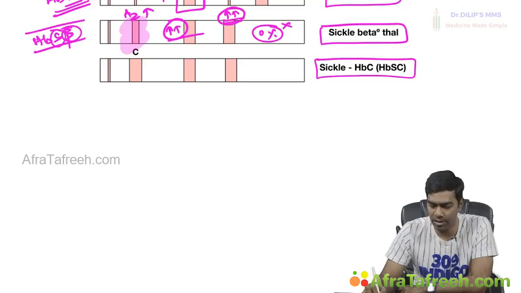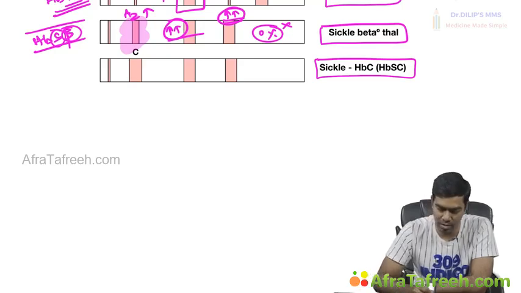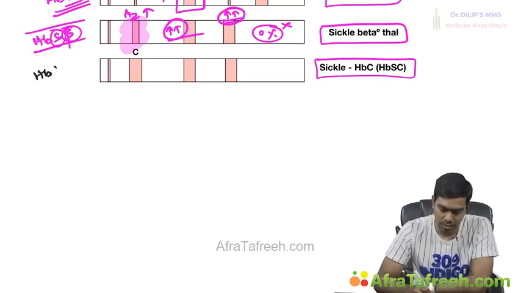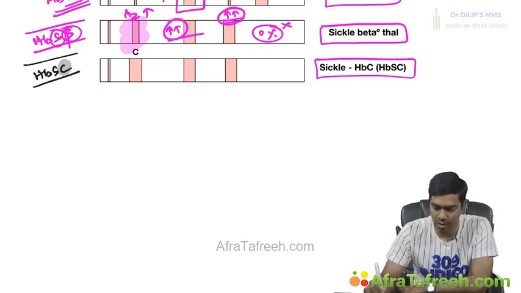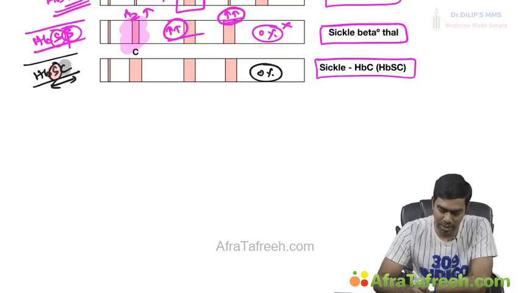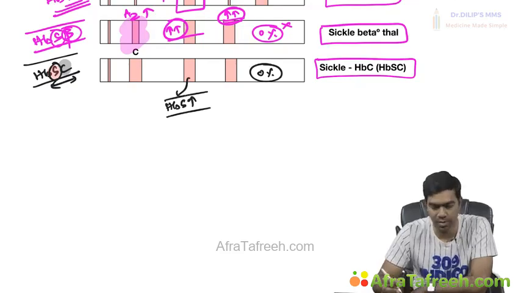So what about this HbSC? HbSC means, again, it's a compound heterozygote. You have C mutated, and then you have this HbS, that is also mutated. This is a compound heterozygote, which means there is no HbA at all. Adult hemoglobin is not there. That's why it is 0%, no adult hemoglobin. But what you are seeing is, since HbS is there, your sickle hemoglobin will be positive in this patient.